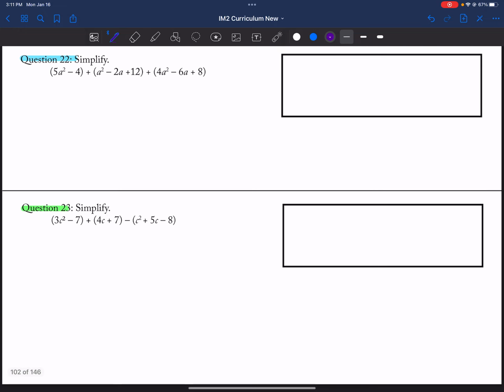And then here, I'm going to distribute my negative all the way through. So distribute, distribute, distribute. So I have 3c squared minus 7 plus 4c plus 7 minus c squared minus 5c plus 8. So I have 3c squared minus 1c squared gives me 2c squared. And then I have a 4c and a negative 5c, which gives me negative 1c. And then negative 7 plus 7 gives me 0, and then plus 8, so that gives me 8. So 2c squared minus c plus 8.